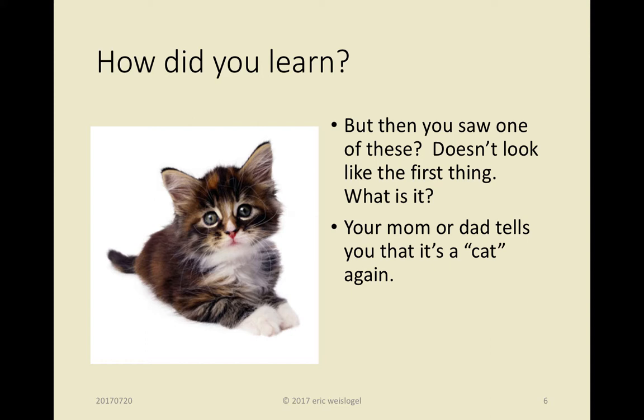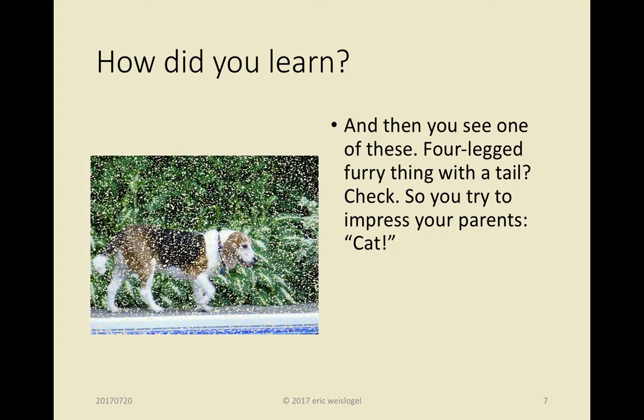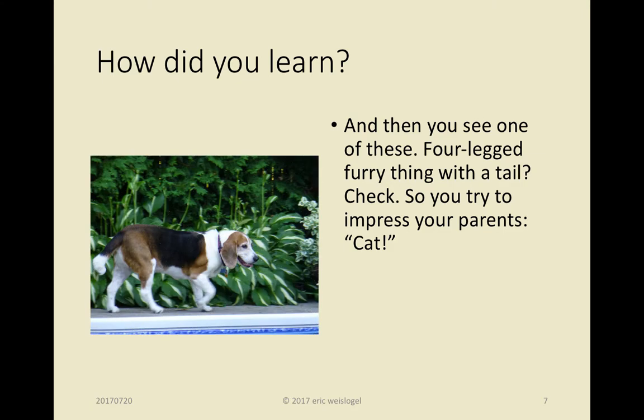Okay. And then next day, maybe you're out for a walk in the park with your parents or whatever. You see another four-legged furry thing with a tail. You look it over. You go, yeah, four-legged furry thing with a tail. That must be a cat. But actually, that's a dog you're looking at. And your parents say, no, that's a dog. And you say, in your little tiny mind, you're thinking, what is that?